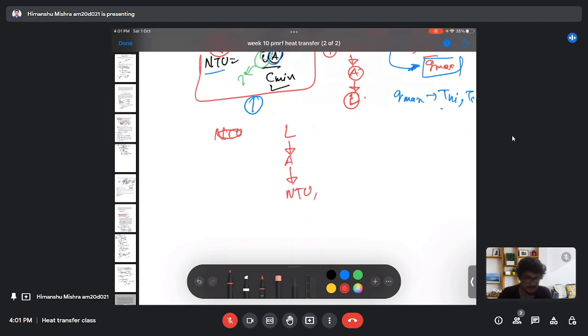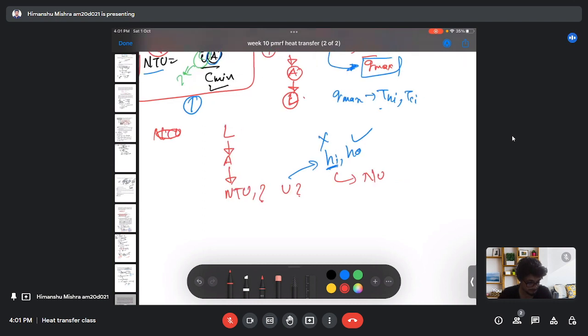The NTU is unknown, and the overall heat transfer coefficient is unknown. Now this we can easily find if we are given the internal heat transfer coefficient as well as the outer heat transfer coefficient. The outer we have been given, the internal we have not. So to find the internal heat transfer coefficient, we will be using the Nusselt number correlation. Once we get it, we can find the overall heat transfer coefficient.